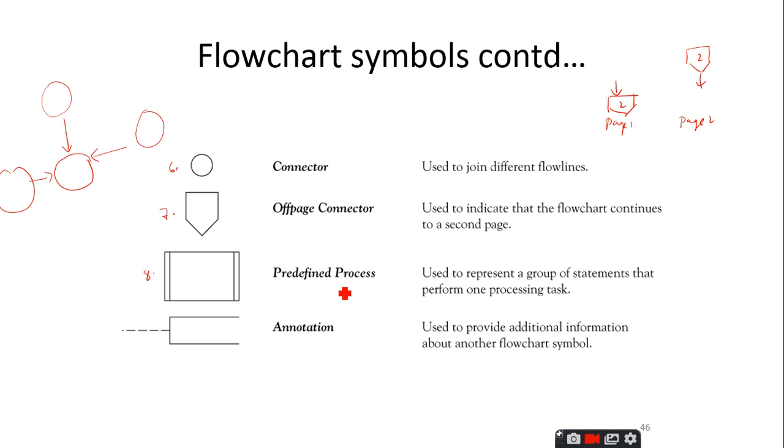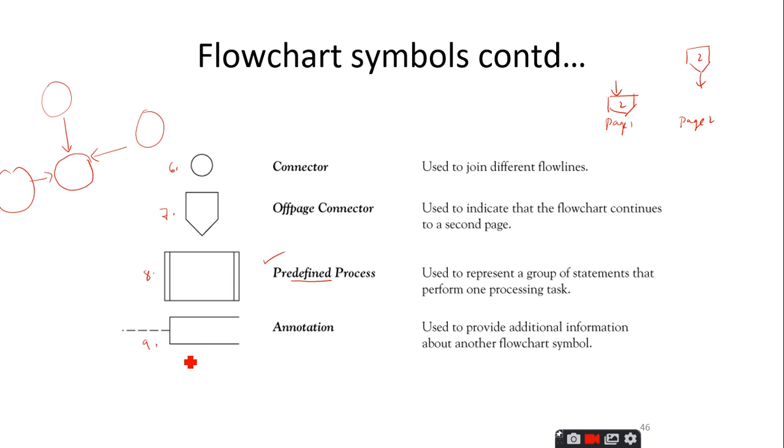And the next symbol is the predefined process. It is a rectangle, similar to the processing symbol, but it has a double border. It represents the predefined process. Predefined means the process is already defined by somebody else. We will see what predefined functions and user defined functions are once we go through the functions concept. So the predefined process is used to represent a group of statements that are already defined by somebody else and that are used for performing one particular task.